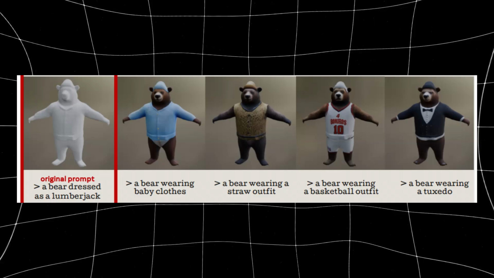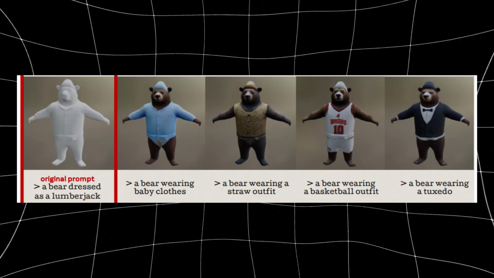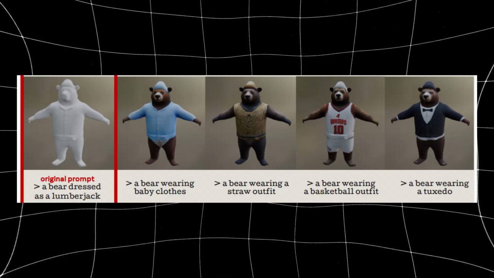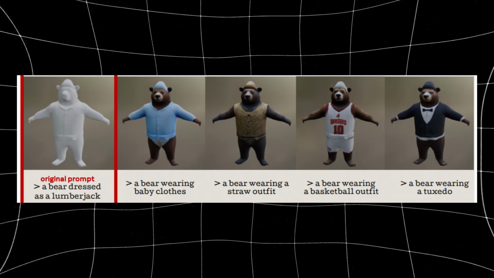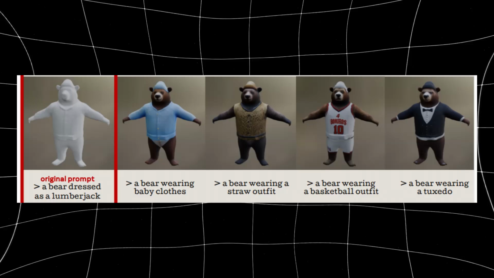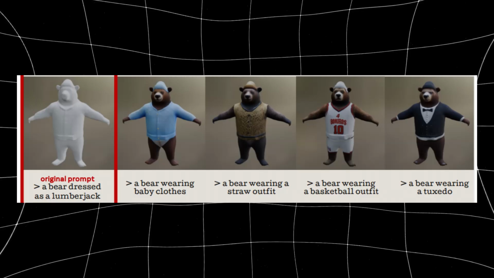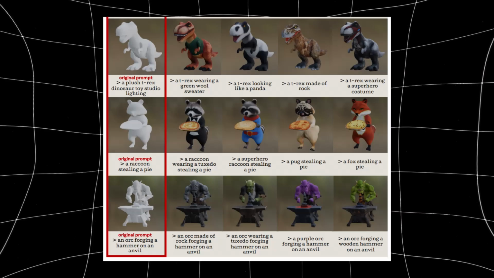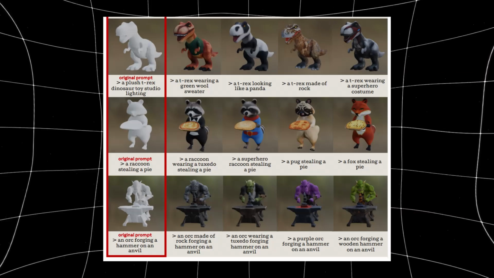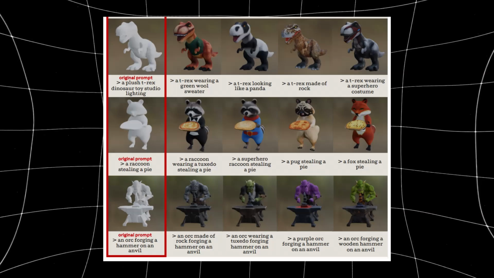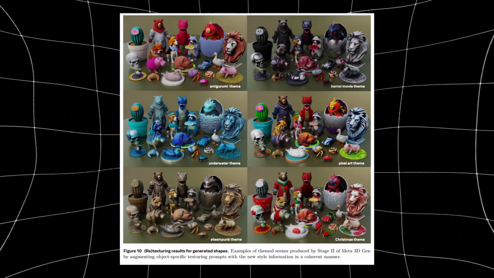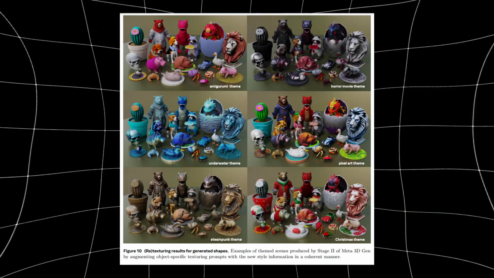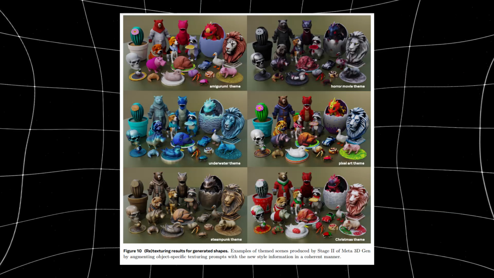Then you have the bear dressed as a lumberjack without his material, and they put him in baby clothes, which is definitely one thing to try. A straw outfit, a basketball outfit, and a tuxedo. The model did miss the trousers on the tuxedo, but overall I'd say very impressive. And they do show quite a few of these here, and I'll have some on the screen. If you want to keep looking at them, do just pause, as there's a few too many for me to run through here. And they also show examples of themes, showing the same models but with different materials based on different themes, like for example an underwater theme or a horror movie theme.